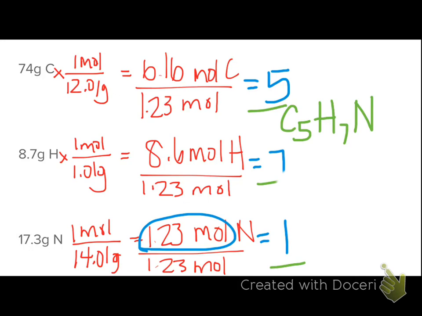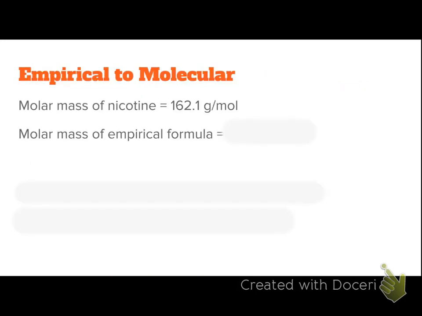So this right here, the C5H7N, is our empirical formula. So now we've done the empirical. Now let's go on. Remember back in the problem, it asked us to also find the molecular. So in the problem, it gave us the molar mass of nicotine as being 162.1 grams per mole. I'm going to write the empirical back up here so we can see it.